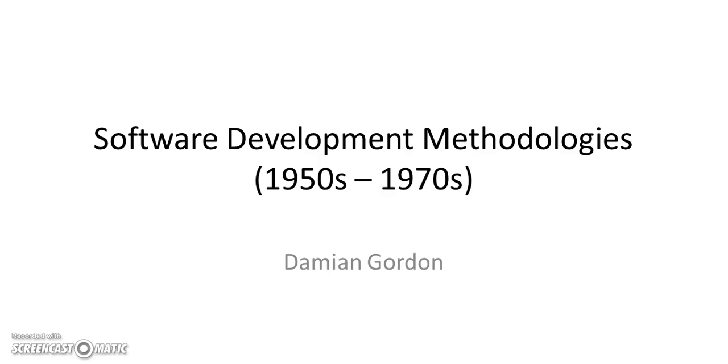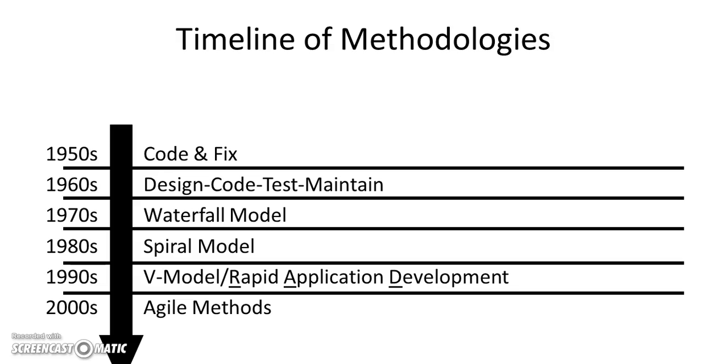So we create processes, a bit like project management processes, to help ensure that the software that gets delivered is of good quality. I'm presenting a picture here of a kind of timeline of methodologies. It's a rough and ready timeline. In the 50s, code and fix; in the 60s, design, code, test, maintain; 70s, waterfall; 80s, spiral; 90s, the V model and RAD; and then in the 2000s, the agile methods.